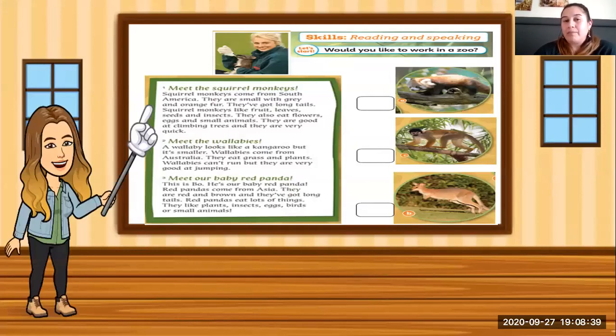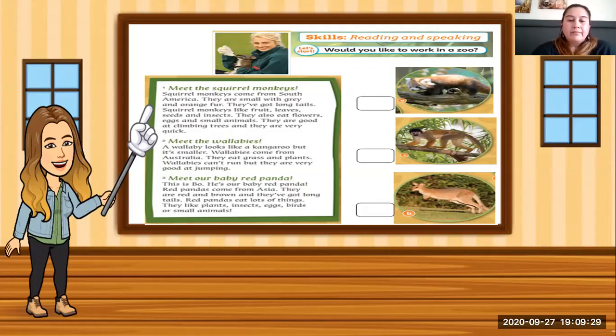The reading time. En esta parte, ¿cierto? Tenemos dos trabajos que hacer. Vamos a escuchar la lectura y vamos a ir leyendo en conjunto cuando vamos escuchando. Y luego vas a tener que unir cada párrafo con cada uno de los animales que ahí aparecen. Tenemos párrafo 1, meet the squirrel monkeys. Párrafo 2, meet the wallabies. And number 3, meet our baby red panda. Y tenemos A, B, C in the pictures. Y tenemos la letra A, B y C en las imágenes. Tú pones el número del párrafo en la imagen correcta. Okay, now let's listen and read our text. Tú puedes leerlo y escucharlo las veces que sea necesario. Pay attention.